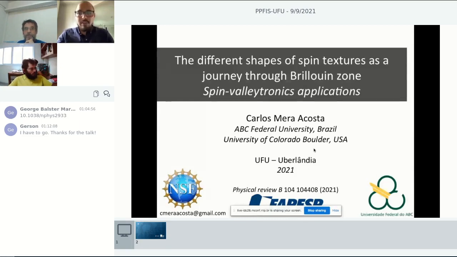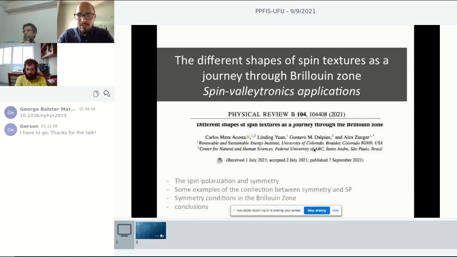I'm going to discuss the different shapes of the spin texture in the same compound, but when we move from one k point to another. I'm going to explain this and try to discuss it in the context of materials. To make clear what is the problem we are trying to solve here, I'm going to start by making a parallel between a very simple problem about band structures and the problem of spin polarization and spin texture. And then I'm going to define what this spin texture is, okay?